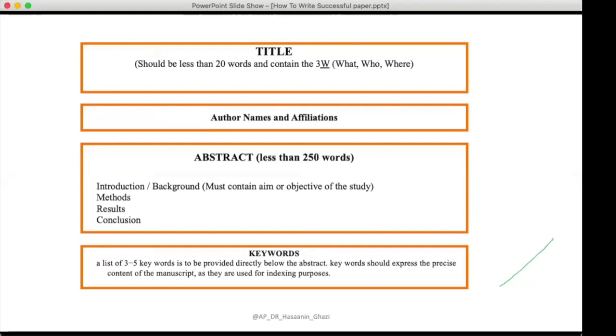Why is it very important? Because it will determine whether your paper will be cited in the future. So this is very important. The keywords matter because when people search in the future, they will find your paper and cite you.